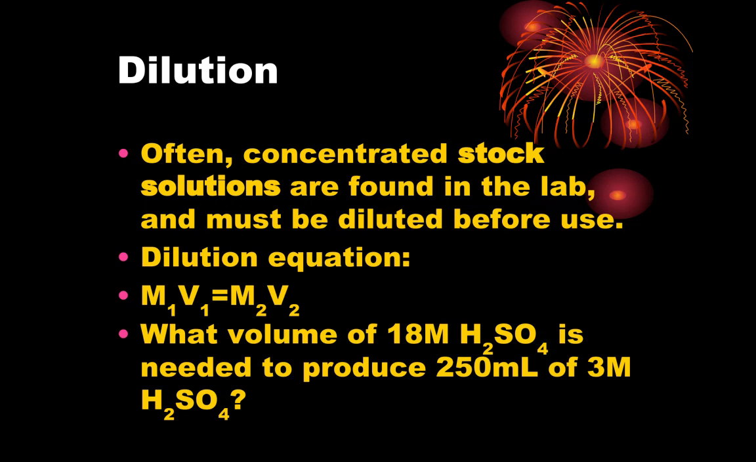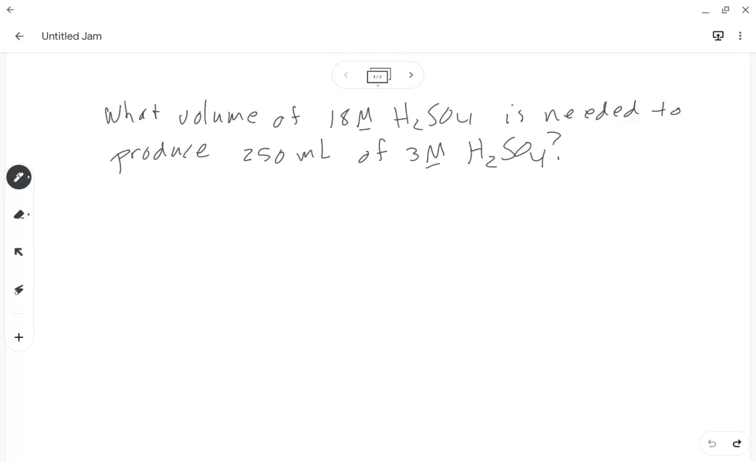It says what volume of 18 molar sulfuric acid, H2SO4, is needed to produce 250 milliliters of 3 molar sulfuric acid. So here's that problem again. Our formula says that M1V1 equals M2V2.